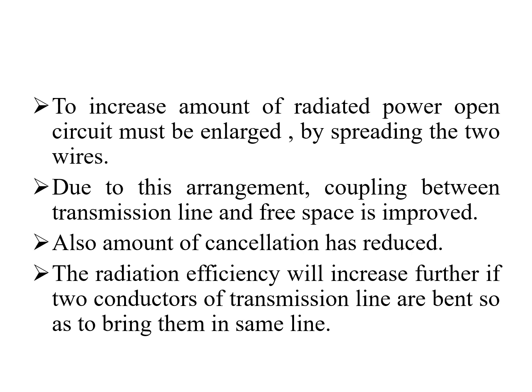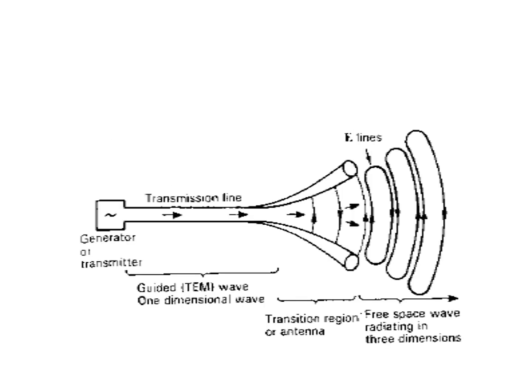See here, to increase the radiated power for the transmission line, this is the generator and this is the transmission line, and the wire is flared at the ends. This is the generator and transmission line, also called the guided wave or one dimensional wave. This is the transition, or the antenna. This is the free space.